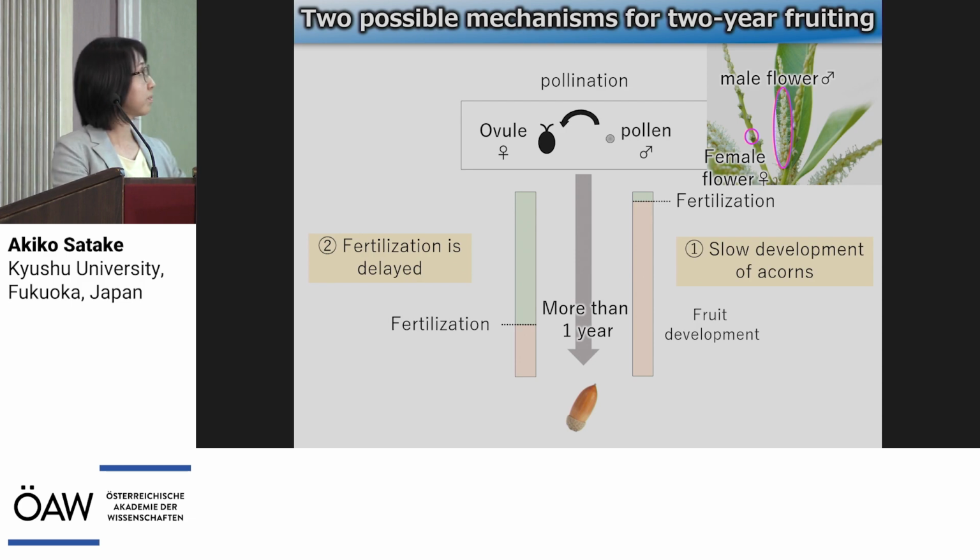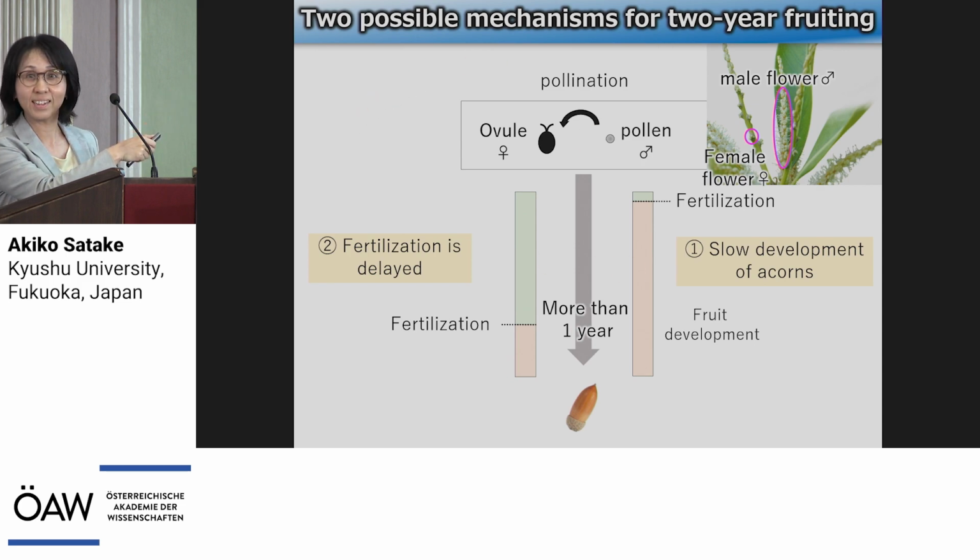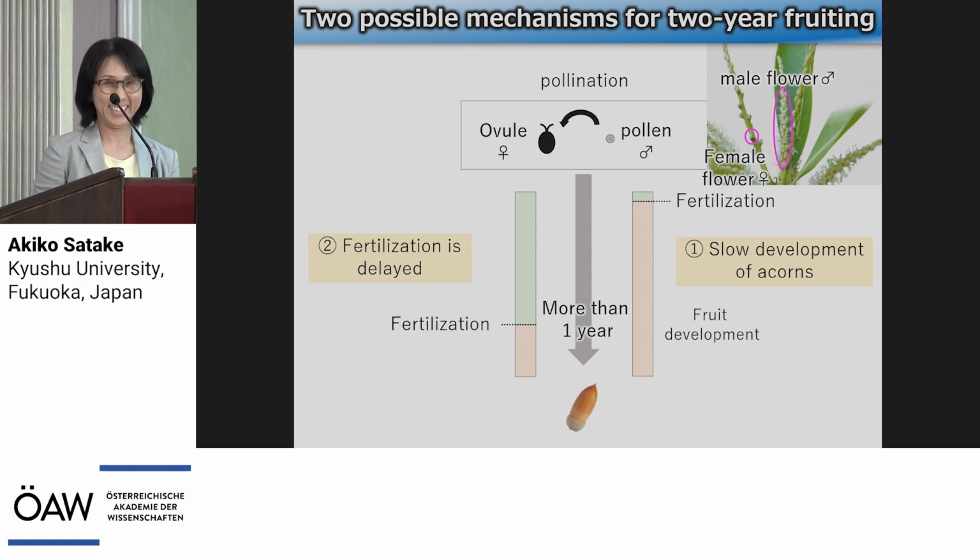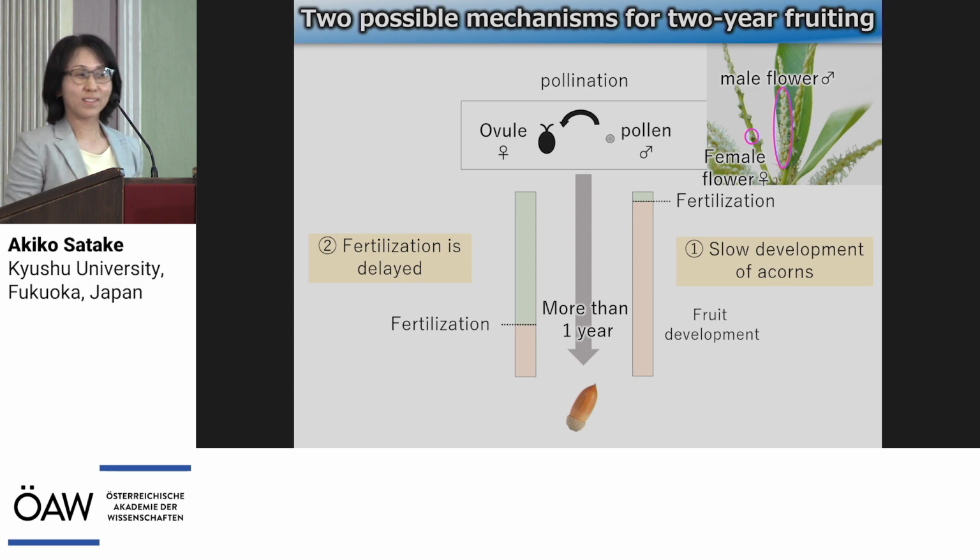Can you raise your hand if you think this is more likely? Slow development of acorn. Okay, Elizabeth. But only three. So most of the people think this is more likely. You will know the answer in a later part of my talk, okay?